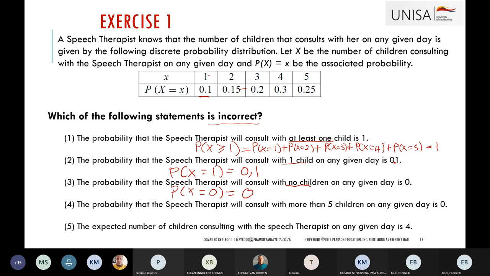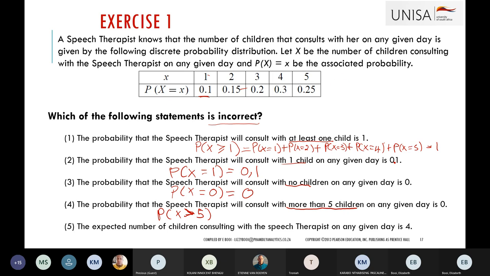Okay, the probability that the speech therapist will consult with more than five children will be the probability that X is greater than five, because it says more than. And more than means every value bigger than five, but it does not include five. So what will be that probability?